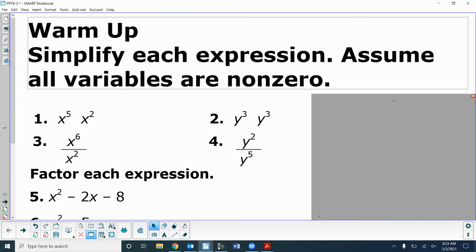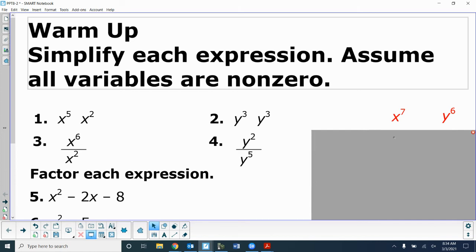All right, so some of you I saw were doing that. Well, I just wanted to go through this with you together. What do we do with 1 and 2, these exponents? We add them, right? So we got x to the 7th and y to the 6th, right?